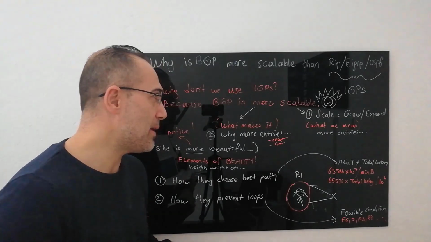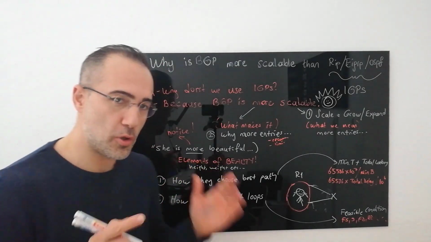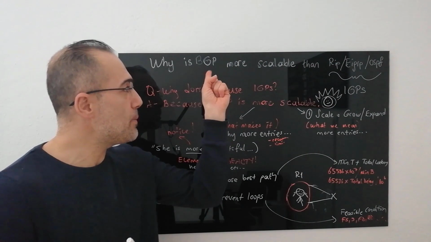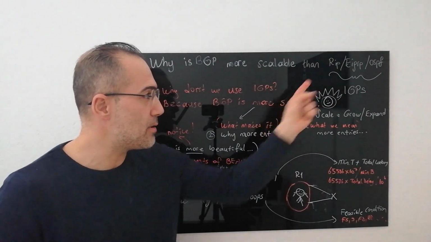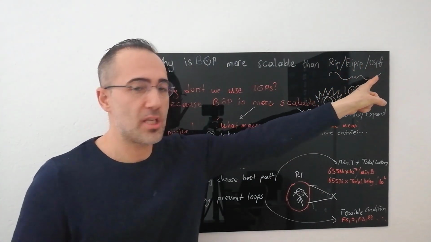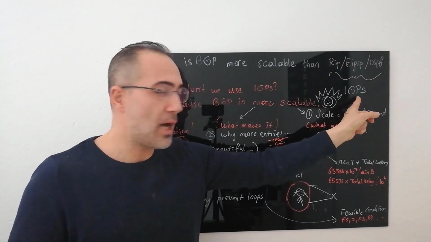Welcome everybody, my name is Mehmet, and in this short video I'm going to talk about why BGP is more scalable than RIP, EIGRP and OSPF, which are collectively called IGPs.